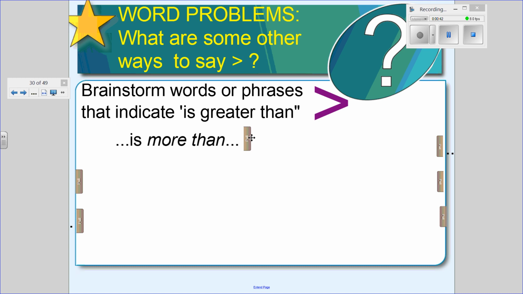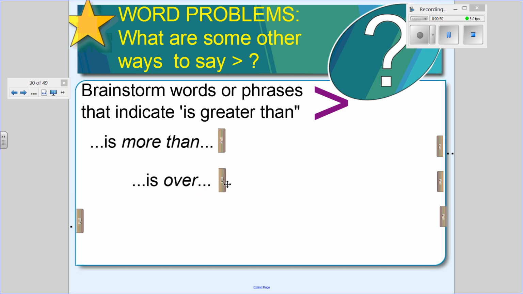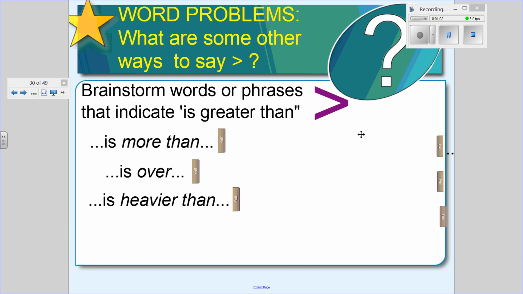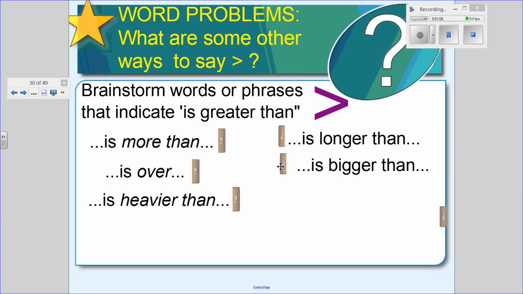All right, so hopefully you came up with is more than. If you saw that in a word problem or heard that, that would be indicating that one side is more than or greater than the other side. Is over, okay? One value is over the other one. That would be indicating that we would use the greater than symbol. Is heavier than in terms of mass. Is longer than, is bigger than, and exceeds.